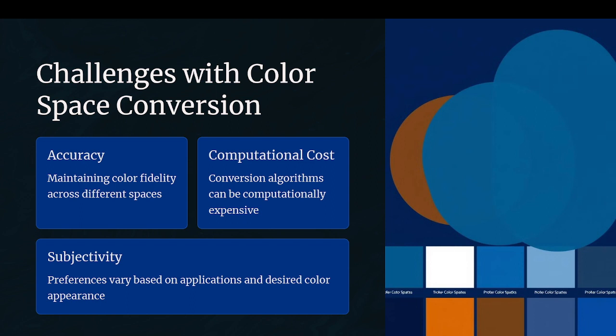Let's think of how colors appear different on your phone screen versus printed material. This happens because the different color spaces have limitations in the conversion.